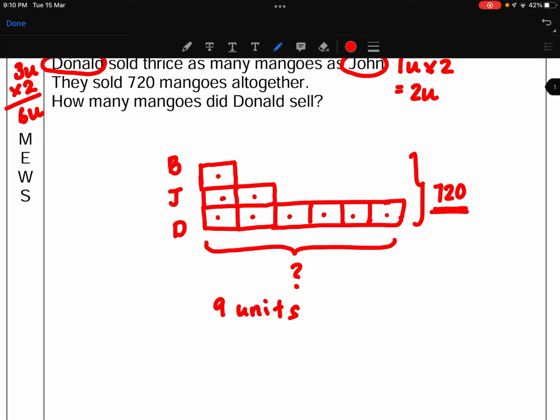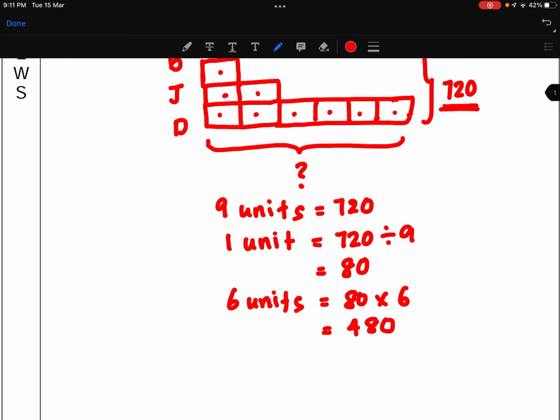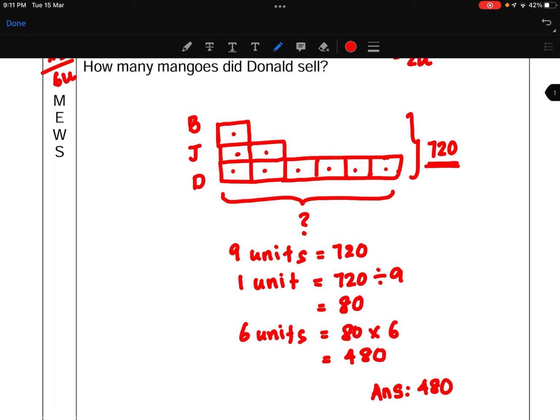It will be equals to 720. So I will have 1 unit, 720 divided by 9, I'll get 80. Donald has 6 units, so I would have 80 times 6. I'll get 480. I've already mentioned to the class that we are trying to stop the writing of statements, so you can just write your answer here. The answer will be Donald had 480 mangoes.